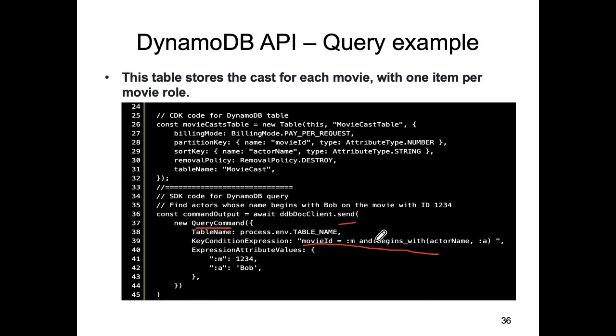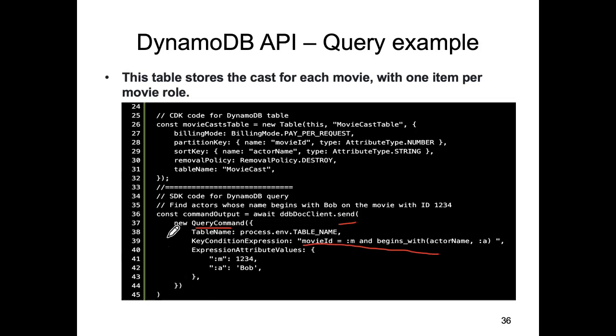Here :m is a variable and :n is a variable. Where do they get their actual values from? Well, I'm expressing that down here, and this is just the way the query command is designed, so we have to live with that. It looks like I'm only interested in the movie whose ID is 1234, and only in the actors in that movie whose name begins with Bob.